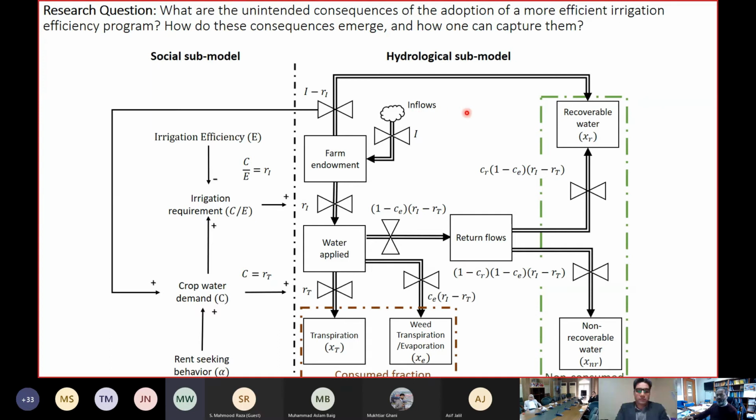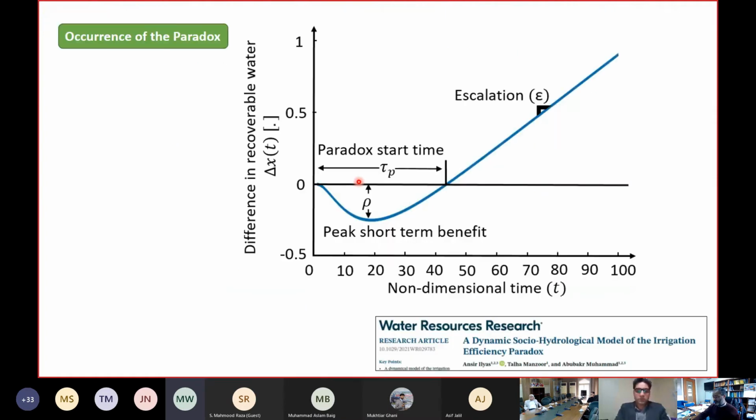So the regular water balance, recoverable water, and so on would be in this component, and this is very well studied in the water literature. But when you talk to the economists, they are mostly talking about this: that you increase irrigation efficiency, and then you have the rent-seeking behavior, and then what happens? But rarely do you see both of these things coupling with each other. So we took a look at that, and then we developed our dynamical model.